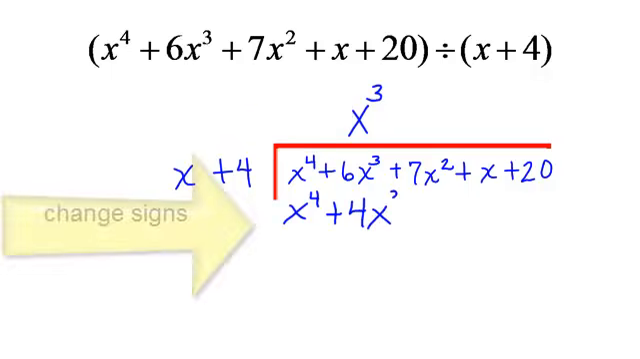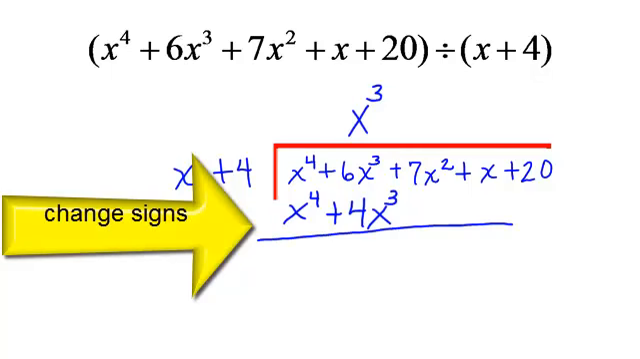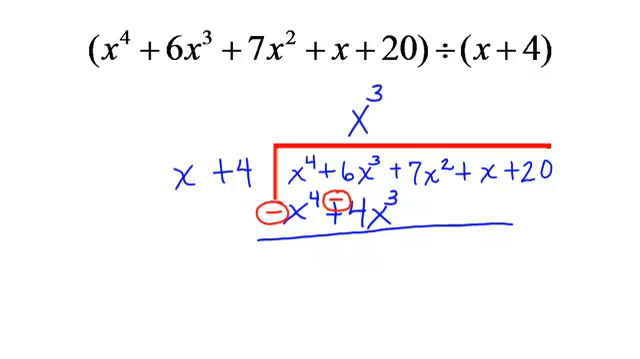Draw your line and subtract, which means we are going to change these signs. So that will now be a negative, and that will now be a negative. X to the 4th minus x to the 4th, it's out of there. We planned it that way. 6x to the 3rd minus 4x to the 3rd is 2x to the 3rd. Now, bring down your next term.